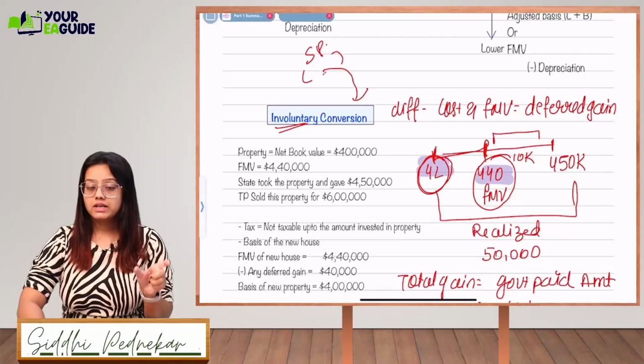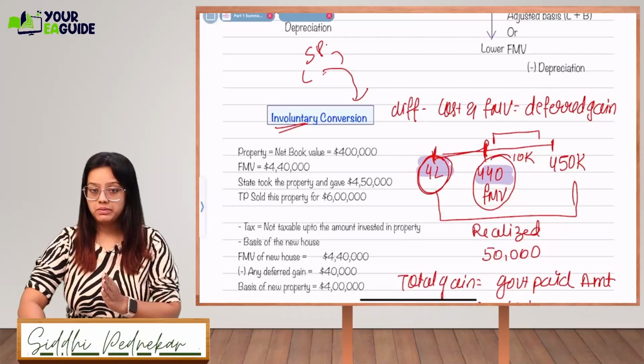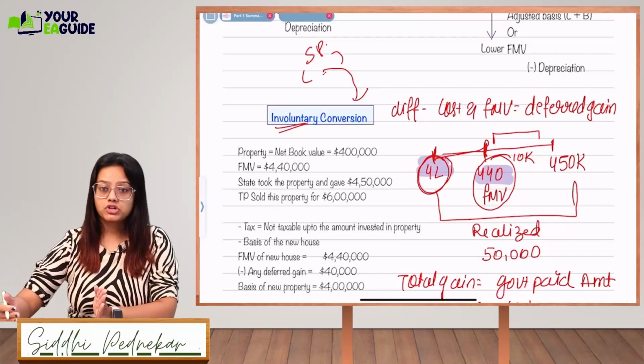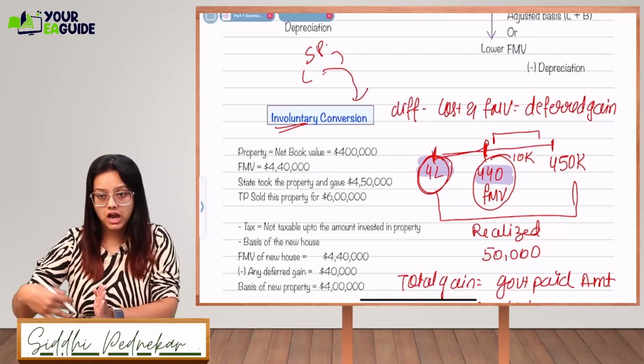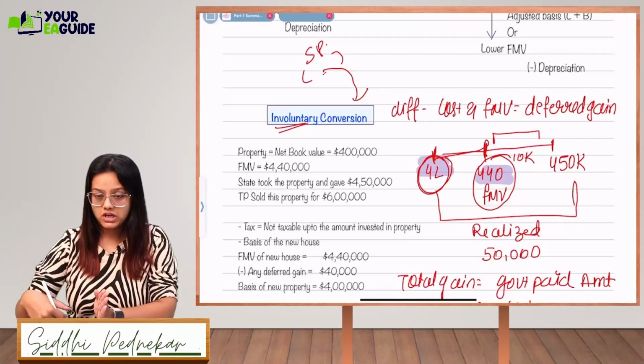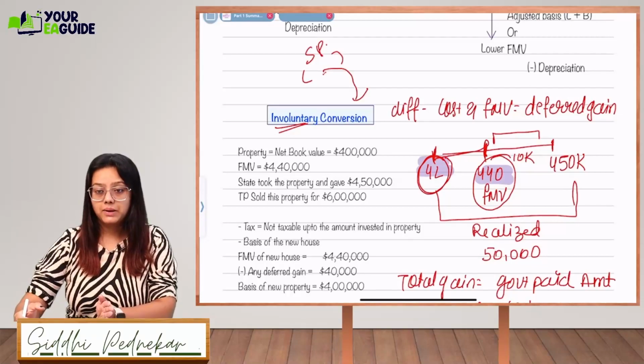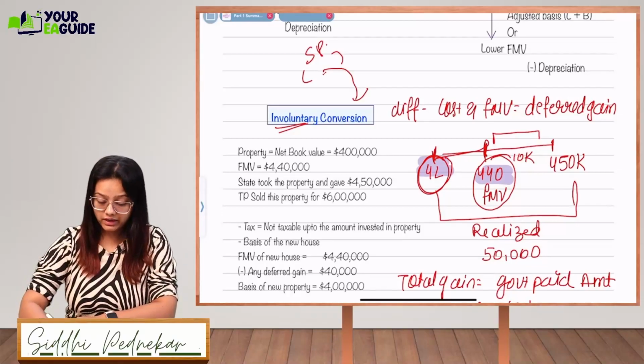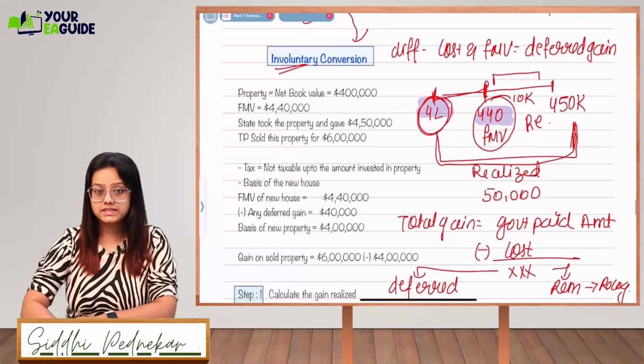So whatever is the difference between my cost and FMV will be my deferred gain. And then the difference between the FMV and how much I'm going to receive from the insurance company or from the government, that difference is my actual recognized gain. And this is my total realized gain. Let's see this example quickly.